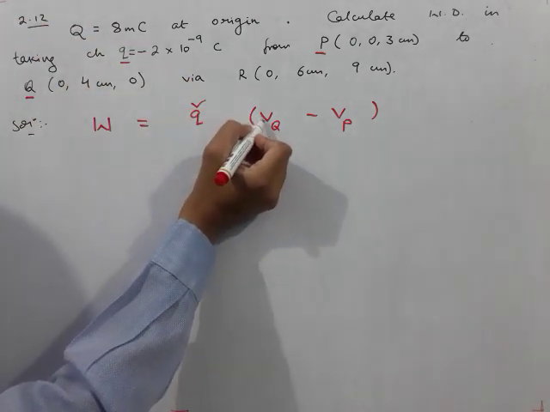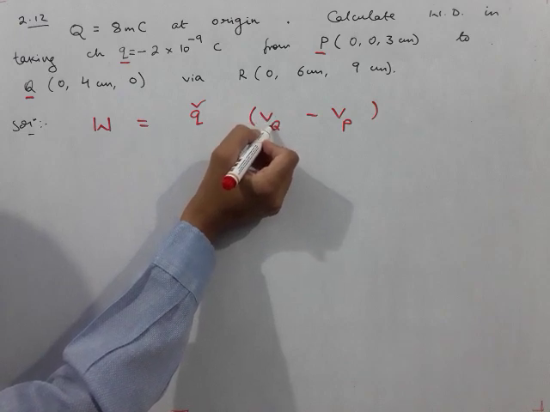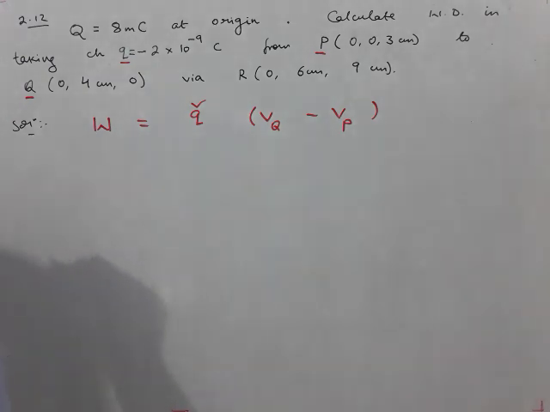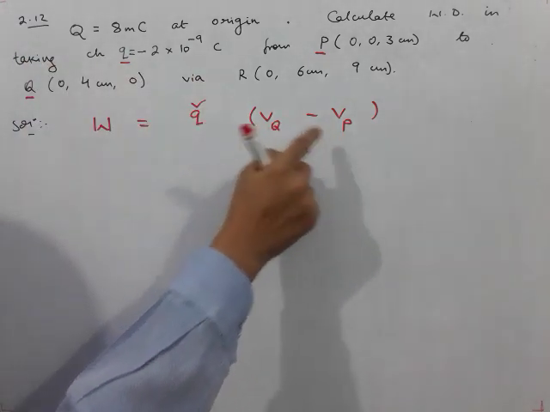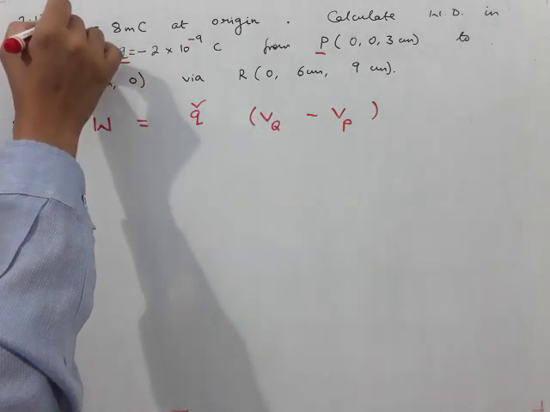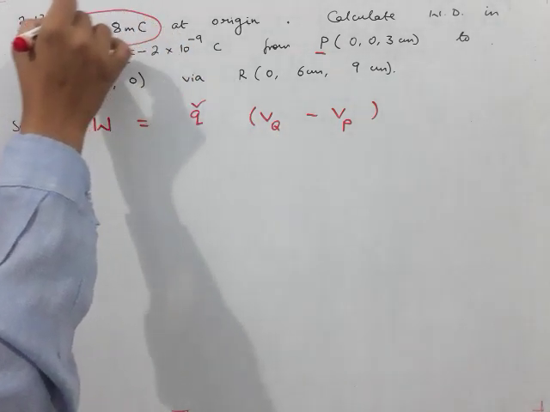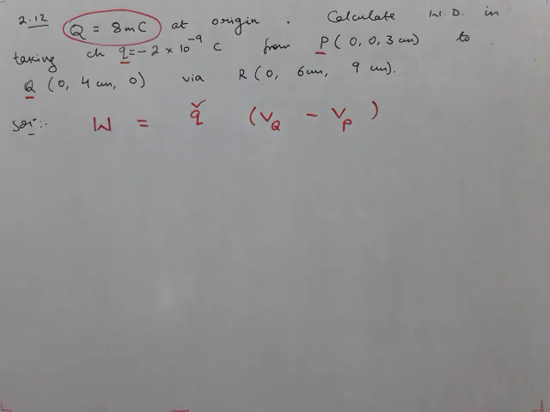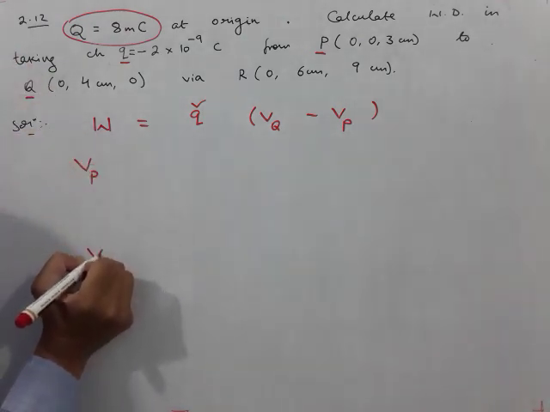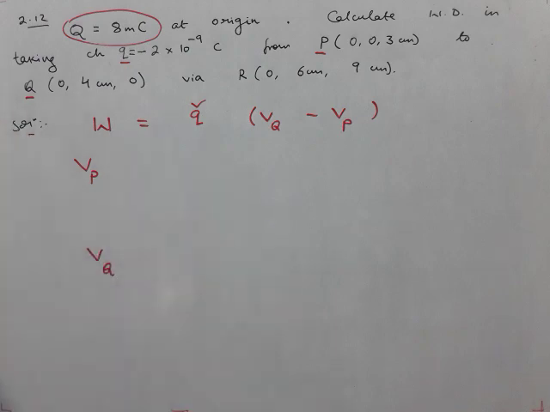So we know q. We need to find potentials at points P and Q. Now at these points the potential is due to whom? The potentials are due to this charge capital Q of 8 millicoulomb. So let's find what is Vp and what is Vq.